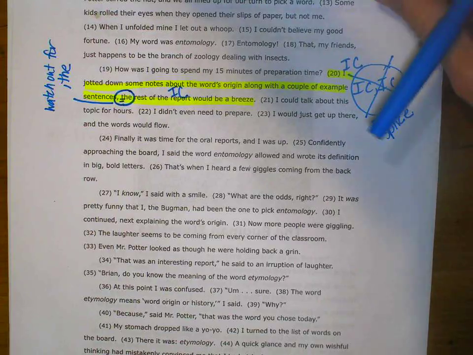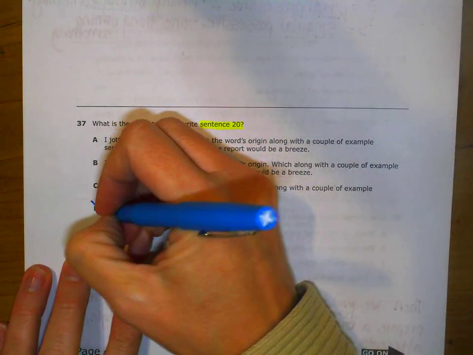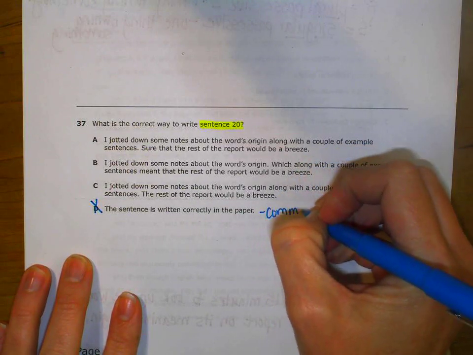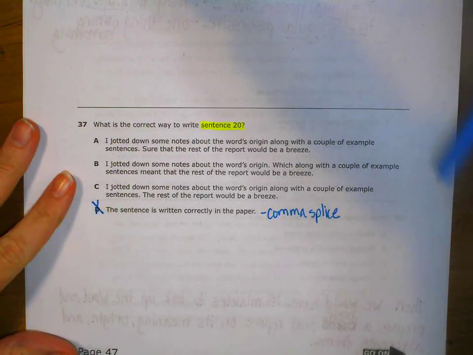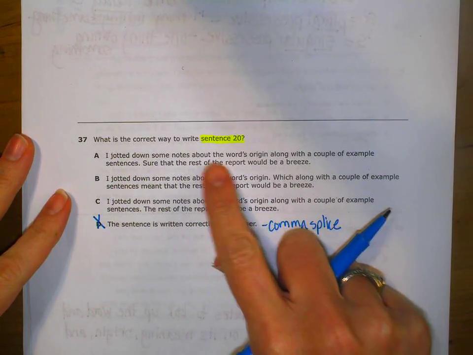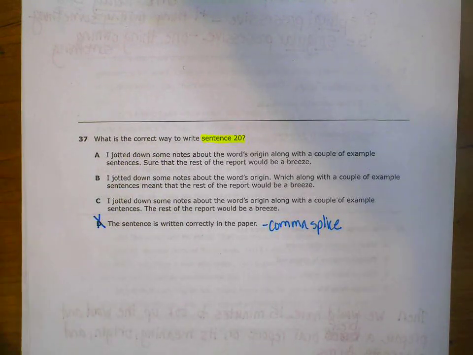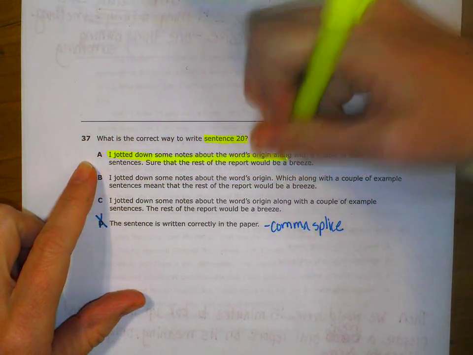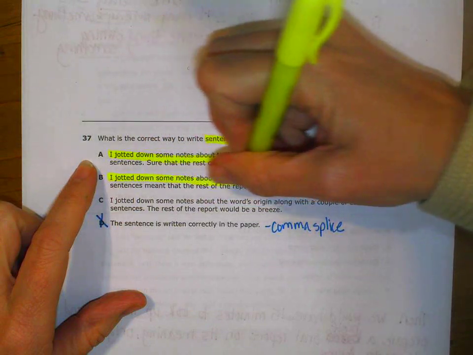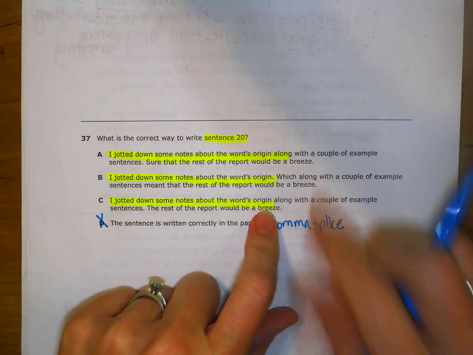So let's go look. We've already said no to this one because it's a comma splice. So let's look at some of our answer choices. I jotted down some notes about the word's origin along with a couple of example sentences. So what I'm going to do first is highlight the sentences to where they start getting different. Okay, so we're all the same until we get here.